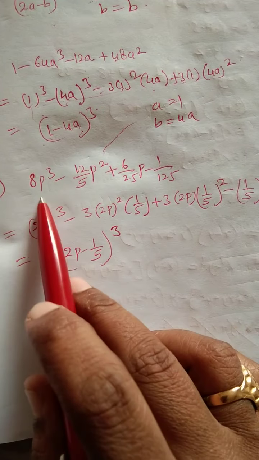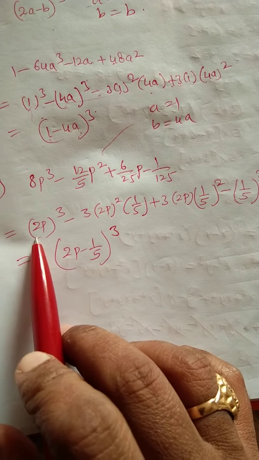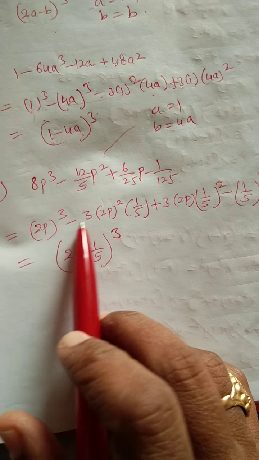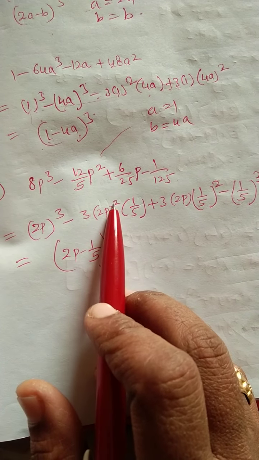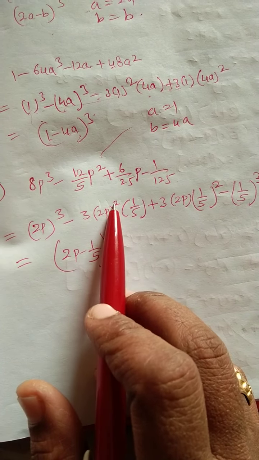Next, see, this is the given expression. This we should write as (2p) whole cube minus 3 into (2p) whole square. 2 square in the sense 4, 4 threes are 12, 12 we got it. Here 5 is there in the denominator, so into 1 by 5 we can write. Plus here 6 we can write as 3 twos are 6, by here 25, (1 by 5) whole square we can write. Minus (1 by 5) whole cube, 125 is 5 cube, so we can write.